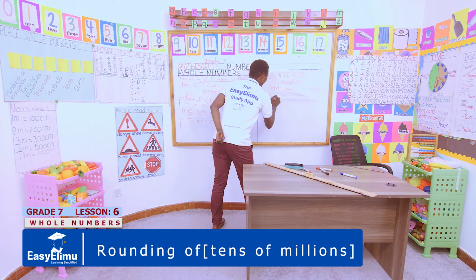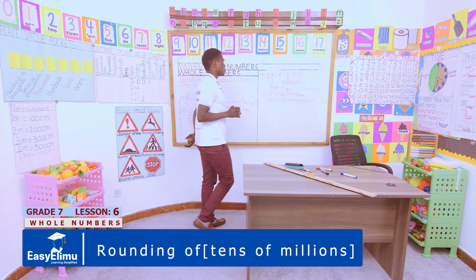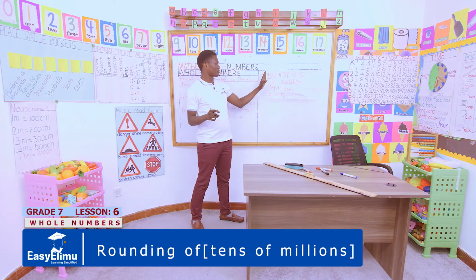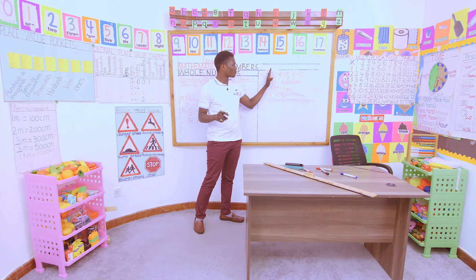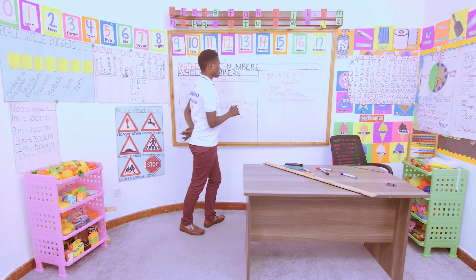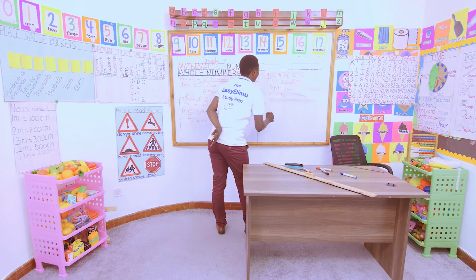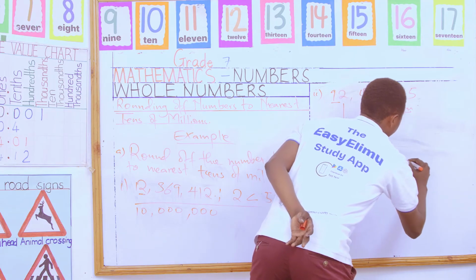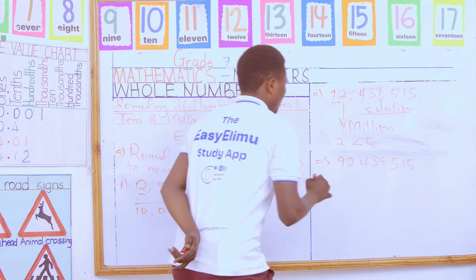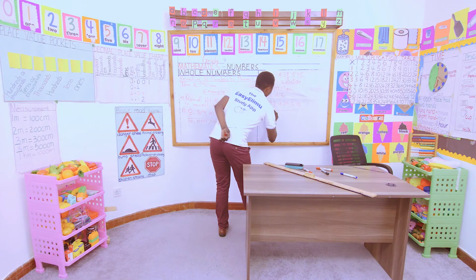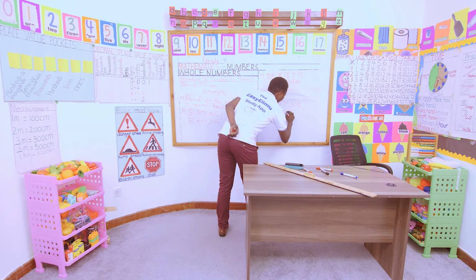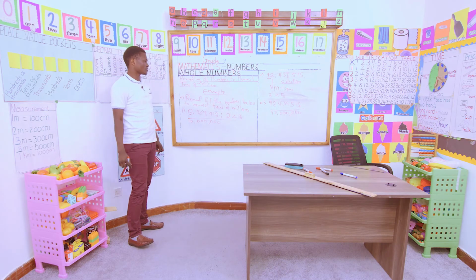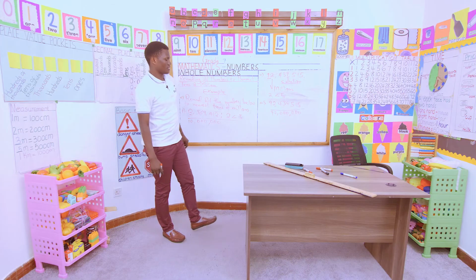So here, 2 is less than 5. Which implies that we are not going to add anything to 9, but we replace all the digits behind 9 by 0. So here we shall have 92,439,515. We have 90,000,000. So if you round off that to the nearest tens of millions, you'll have 90 million.